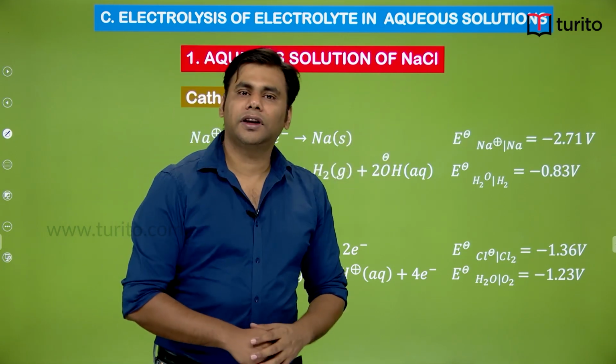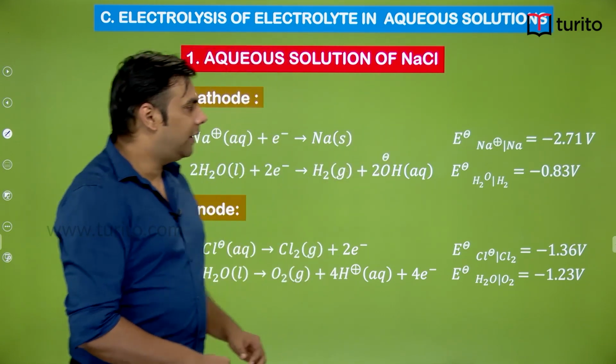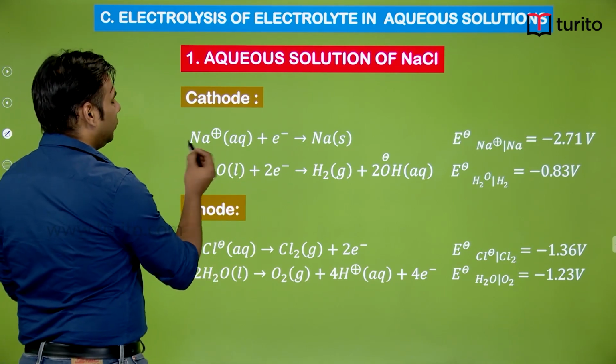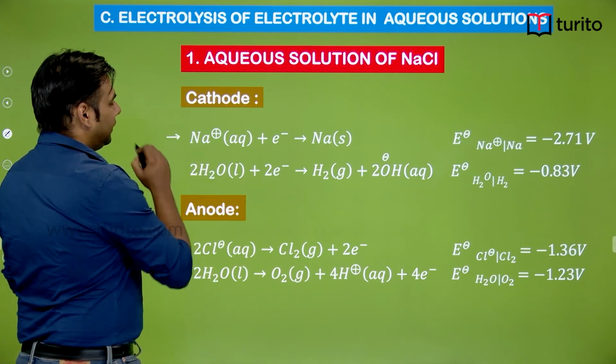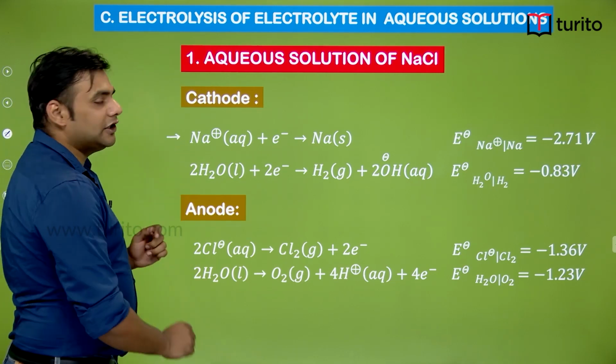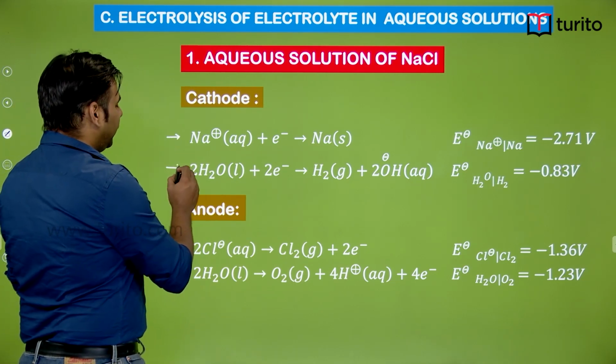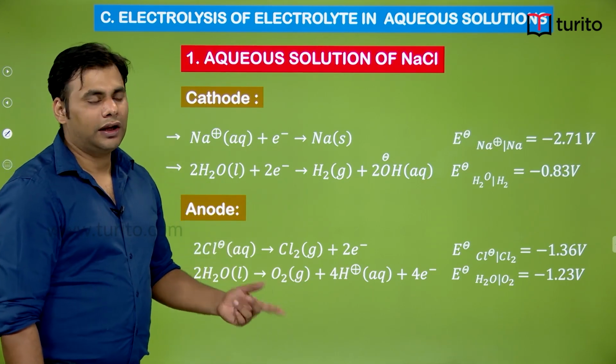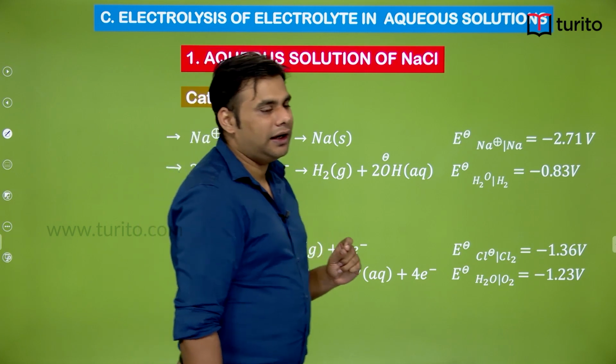Similarly, we have to see for the anions. But if you look at the reaction, we are not writing it that way. We are saying that there are two interfering cations, Na+ and H+. But at the cathode, we are not writing H+. We are writing reduction of water only. This is a point that you should understand.